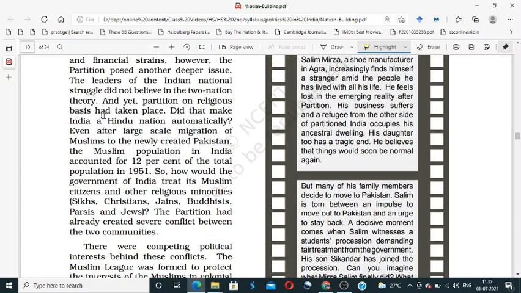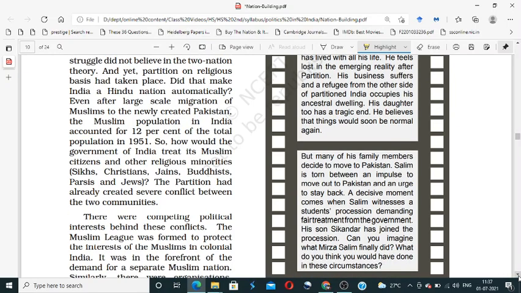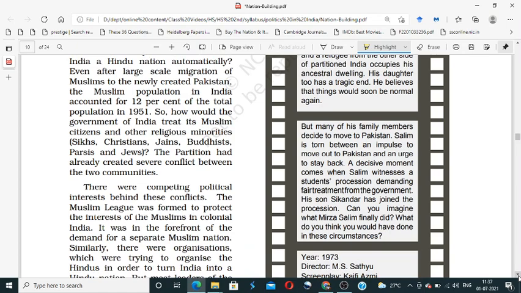Yet partition on a religious basis had taken place. Did that make India a Hindu nation automatically? So there was a doubt. If Pakistan is a Muslim nation, then India, or Hindustan as it was called by many, would it be a Hindu nation? So it was a big question, and many people wanted to make India a Hindu nation because the whole idea of India-Pakistan was based on the division of religion. So it was a big question and a big challenge for the constitution makers.